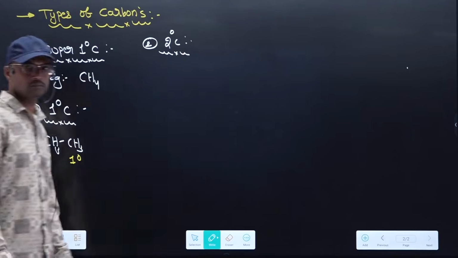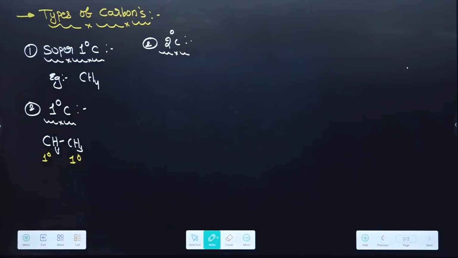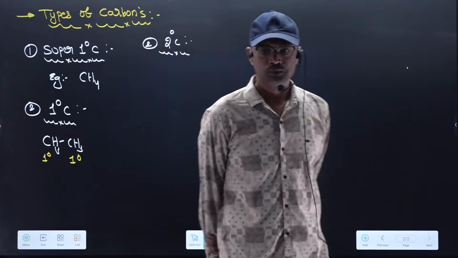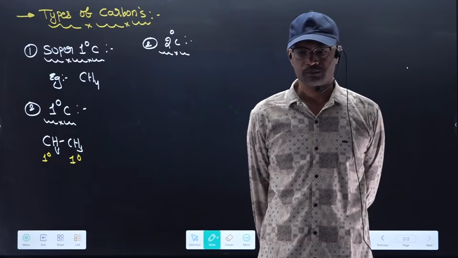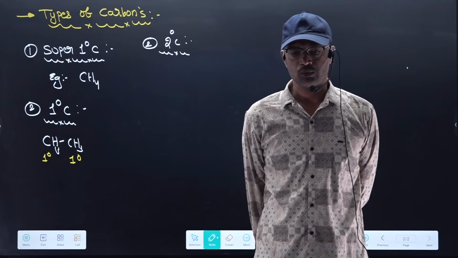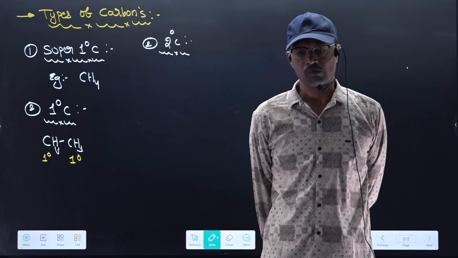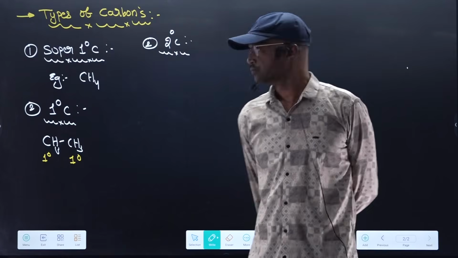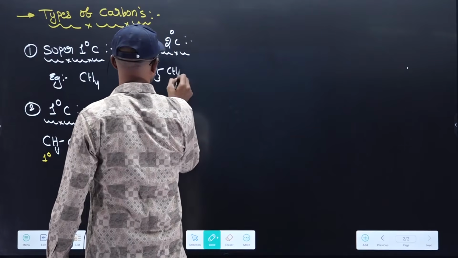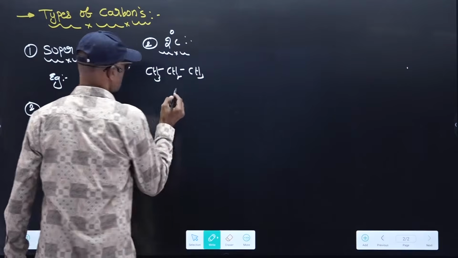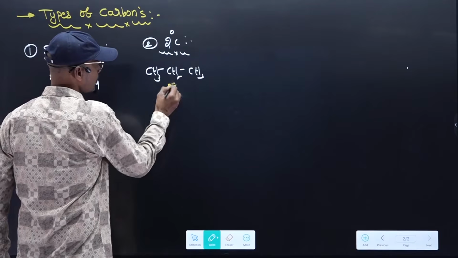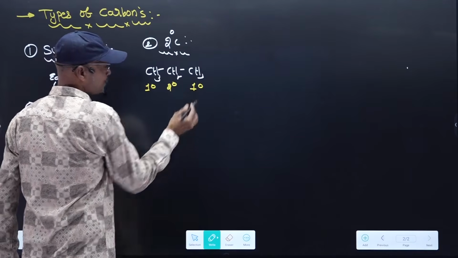Secondary carbon. Will you define what is secondary? Carbon attaches to two other carbons. So can I write like this? CH3, CH2 and here one more CH3. So what is this? Is this carbon attaches to two other? So it is a secondary. What is this? Primary, primary.